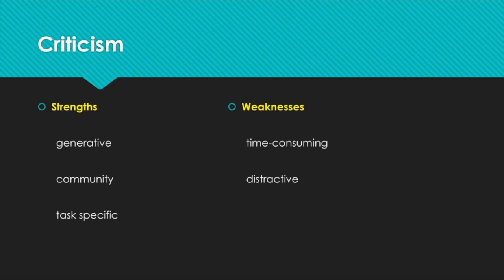The frame design has its own strengths as well as weaknesses. It's generative since Instagram activity gives students autonomy to explore and solve their questions on their own. It creates community and it's task specific, which makes learning more efficient. I can also see from my design that it may be time consuming. Also, exploring Instagram posts can be distractive for the specific learning goal.